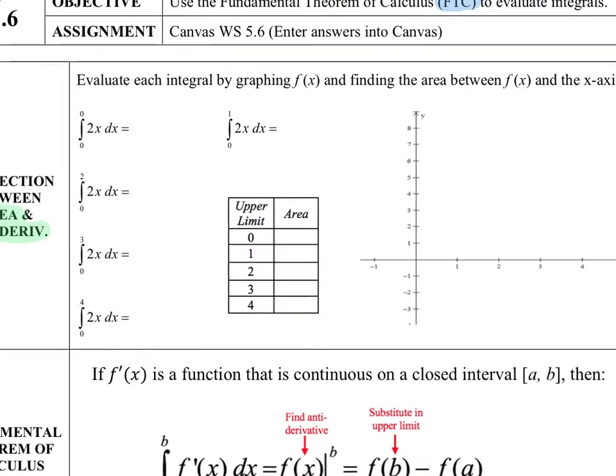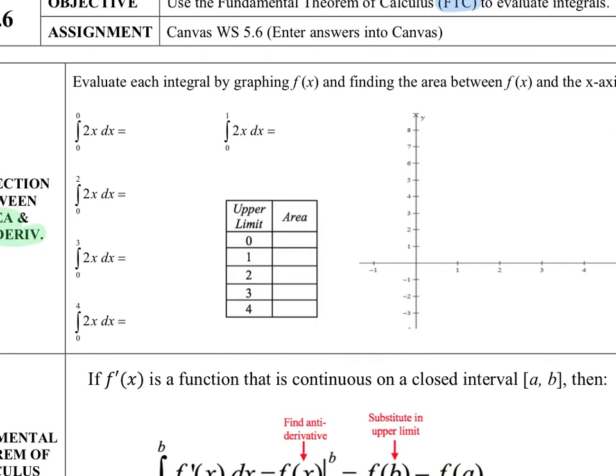In this first part here, I have several integrals to evaluate in the only way you know how, which is to find the area. The first thing I'm going to do is graph 2x, so y equals 2x. That's the integrand for all of these. And what's going to be different about them is just the limits that appear in each one. So they all start at 0, and the upper limit changes.